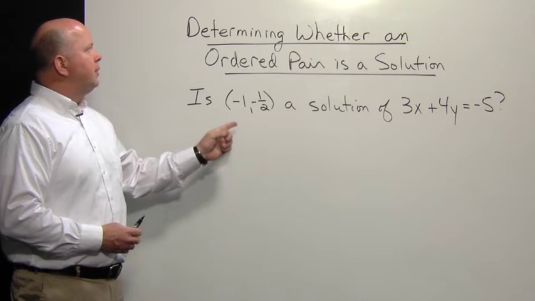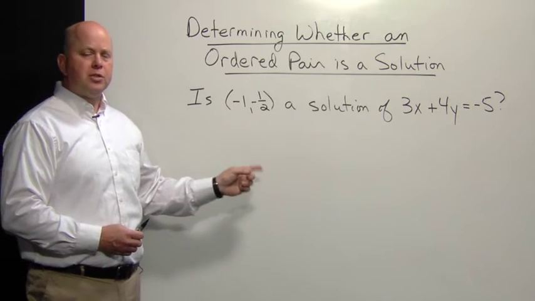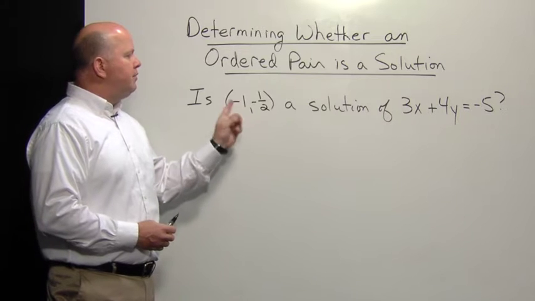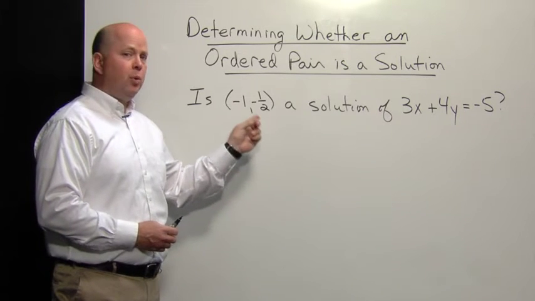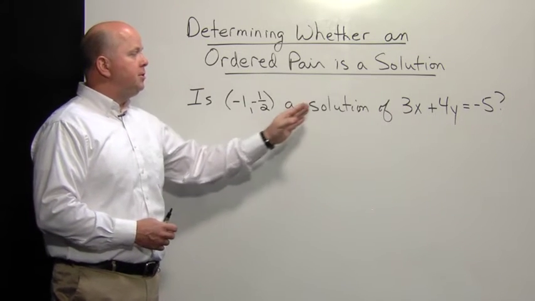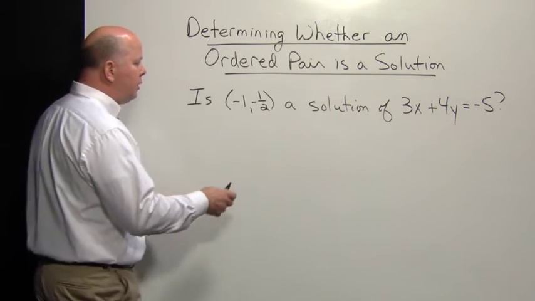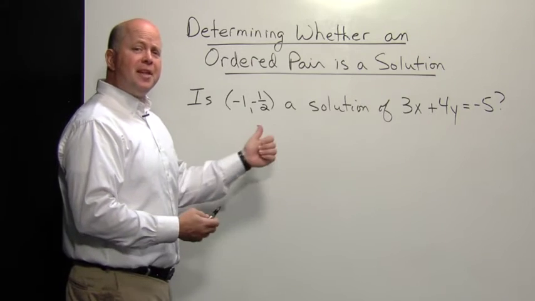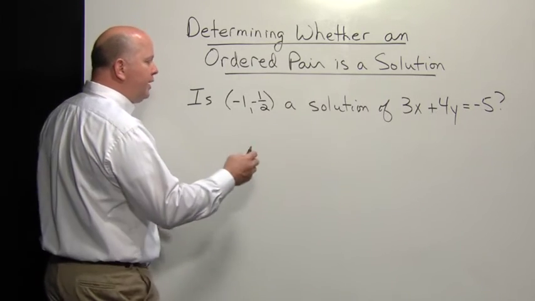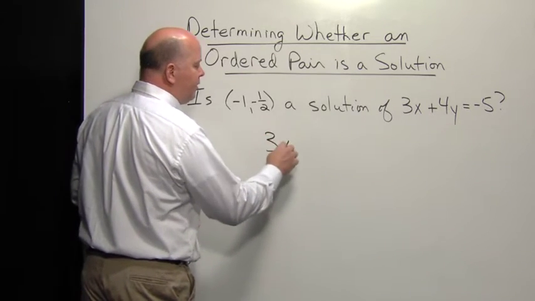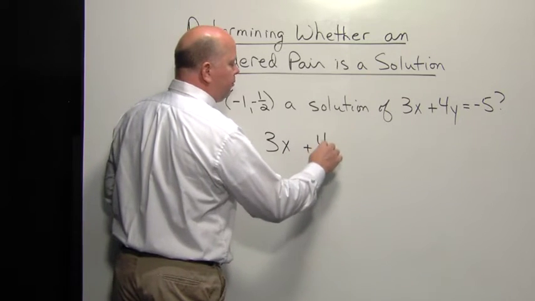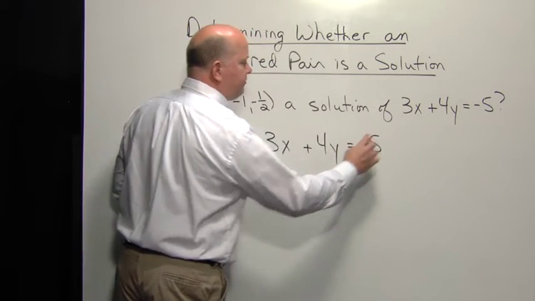In this example, we're going to determine whether an ordered pair is a solution. Now, in the previous example, I demonstrated that the point was not a solution because when we substituted the values into the equation, it did not make the statement true. So, you more than likely can assume that this one is going to make it work. But let's demonstrate that. So we have our equation, 3x plus 4y equals negative 5.